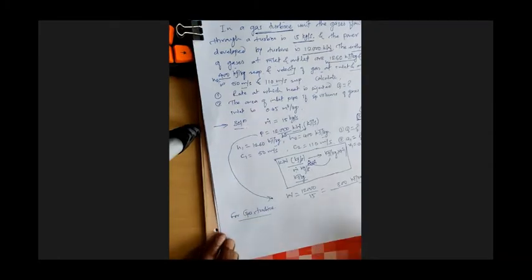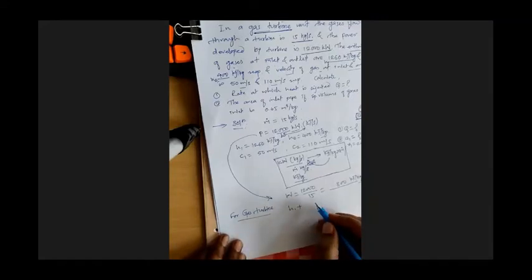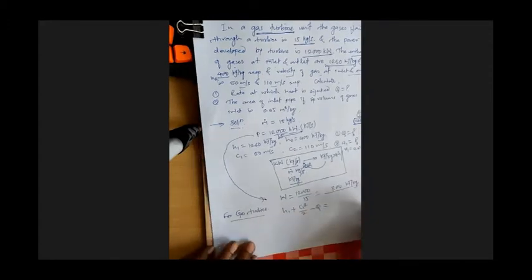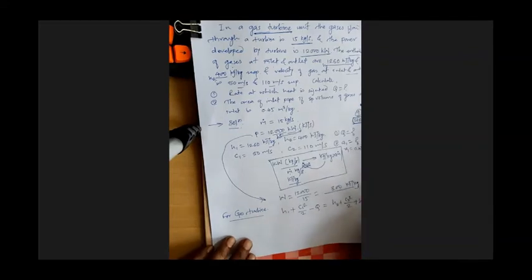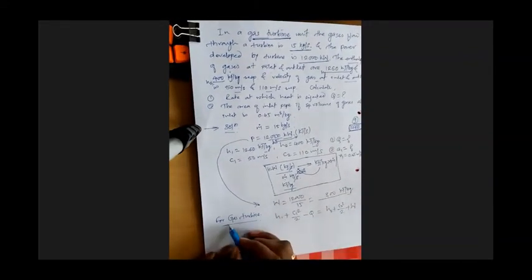Yes, H1 plus C1 square by 2 minus Q is equal to H2 plus C2 square by 2 plus W. Very good. So this is the steady flow energy equation for gas turbine.